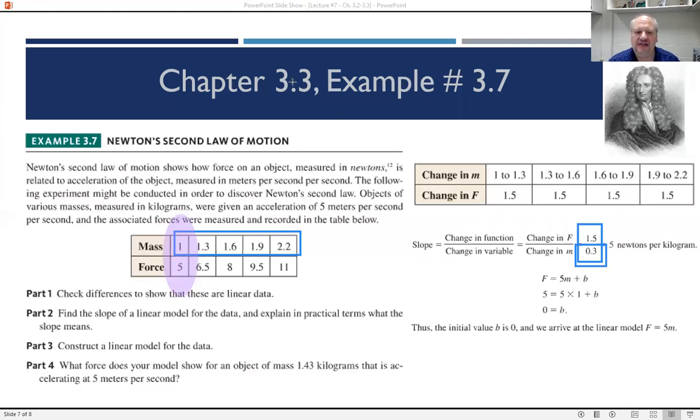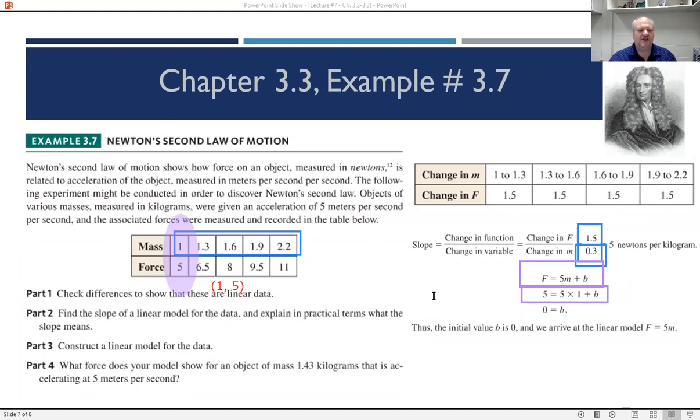And now I can use this idea, y equals mx plus b, and put in an example. F is 5 and m is 1. That's because m is x, right? And x is 1. So we're talking about this point right here. This point is actually (1,5). Using that point, I can take 1 and put it in the position of x, or in the position of m here. And then, of course, y or F is the 5.